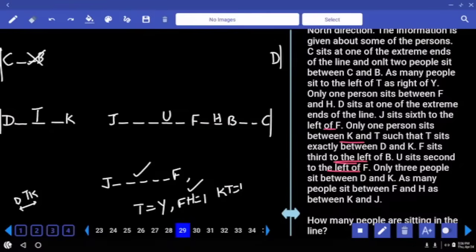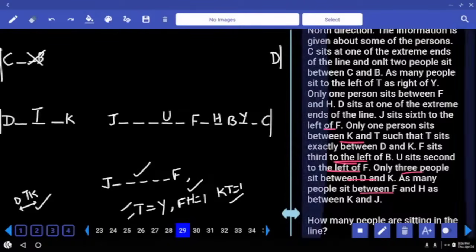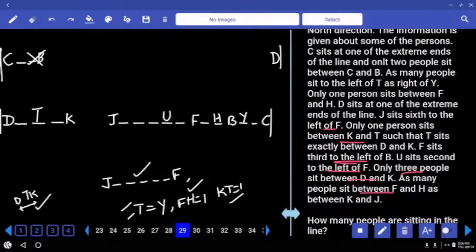T is exactly between D and K. T equals Y. Number of persons on the left hand side of T, there are 2. And right hand side of Y, there are 2. Y is here. K and T there is exactly one person. Then only 3 in between D and K. As many between F and H. F and H there is 1. K and J there is exactly 1.